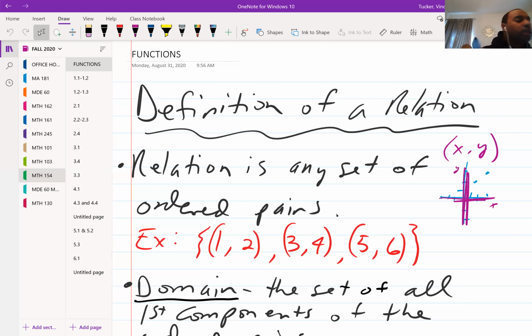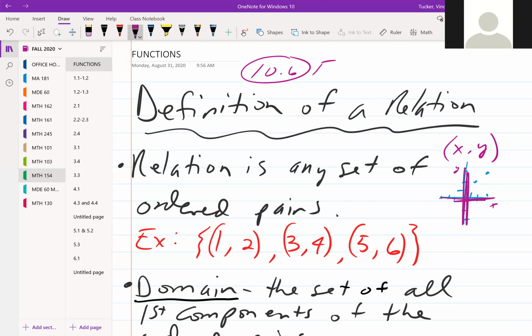So I do want to at least get us into functions because I've got a certain amount of content I have to make sure you guys see. What number lesson is this? This one is going to be 10.6. So this will be 10.6 functions.